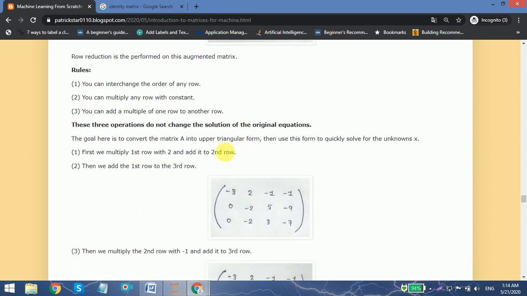Okay, so the goal here is to convert the matrix A into upper triangular form, then use this form to quickly solve for the unknowns x.